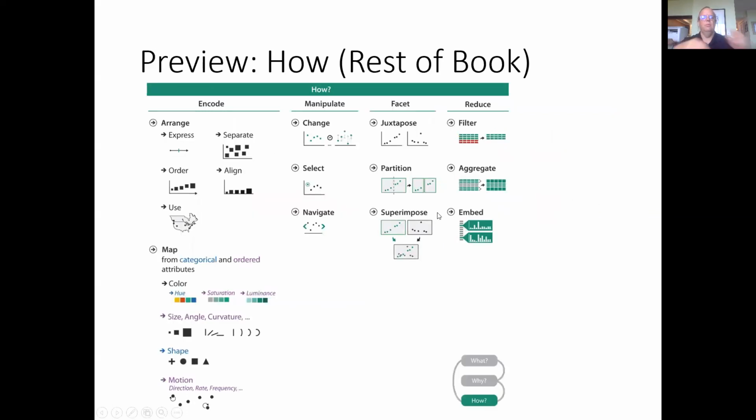So the rest of the book is going to be the how section. Every chapter going forward is how, and there are different ways of performing how. They roughly divide into encode, manipulate, facet, and reduce. And we're going to start looking at the hows coming up.